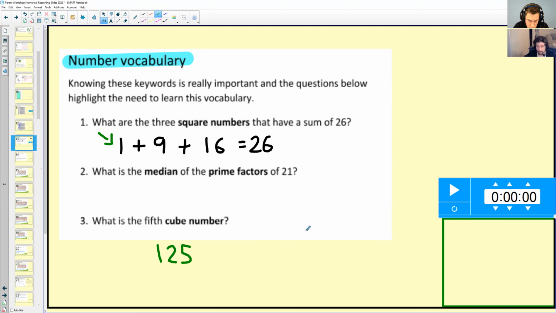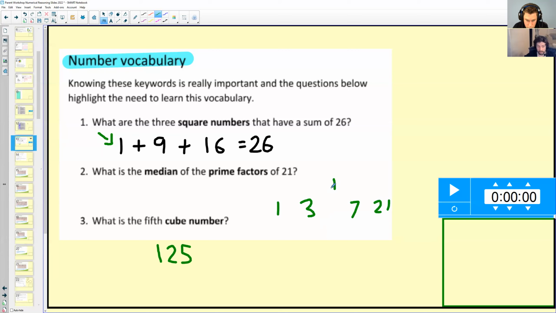So, the prime factors of 21. No, list the prime factors. They are really important. So that is going to be 1 and 21. We then have 3 and 7. I think we're running out of those. So in this case, my list is in order.